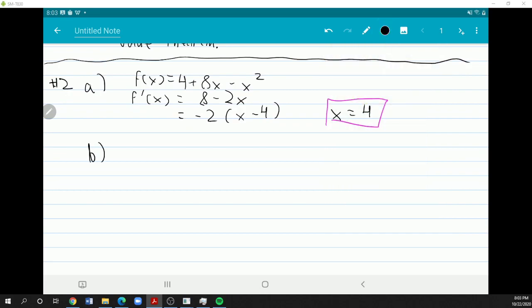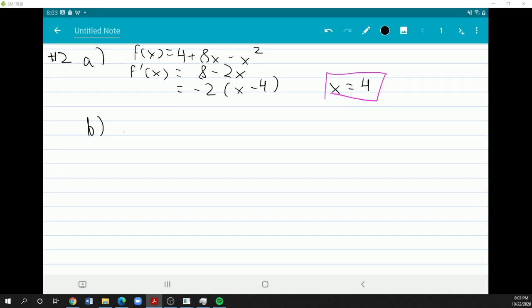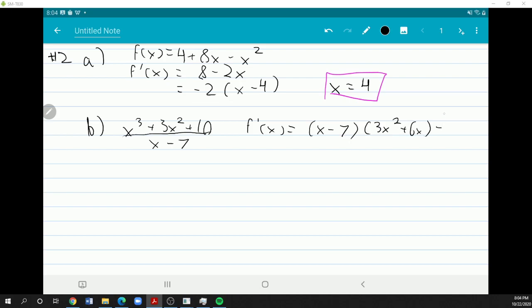Part B. So now we've got this nice fraction: x squared plus 3x plus 10 over x minus 7. F prime of x isn't going to be the most fun thing to calculate, but low d high plus 6x minus high d low, all divided by x minus 7 squared.